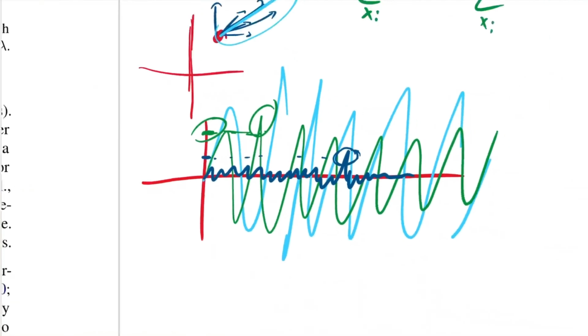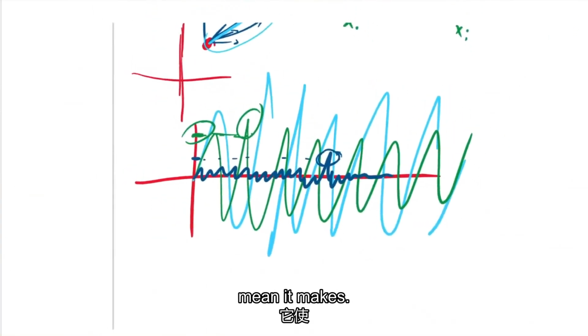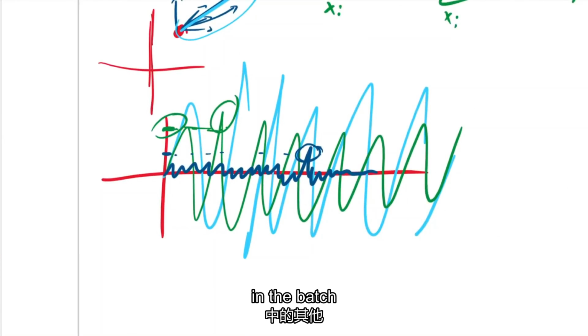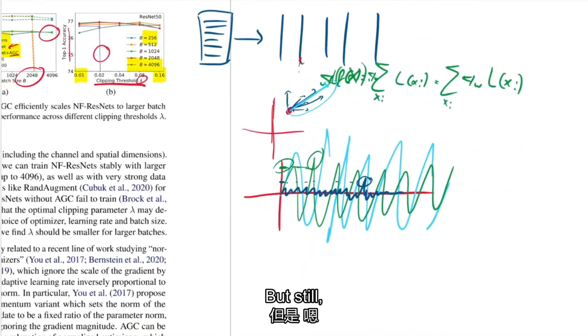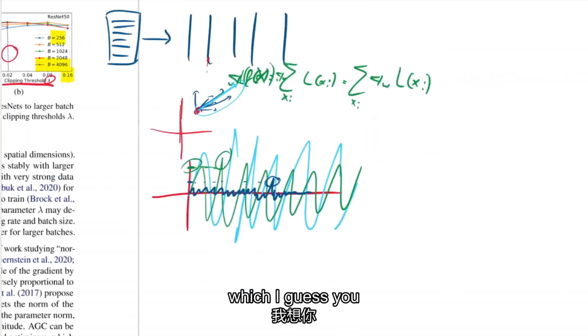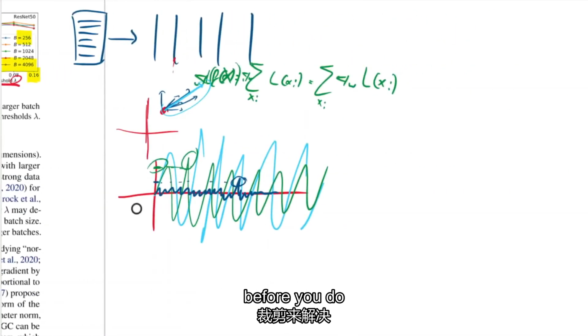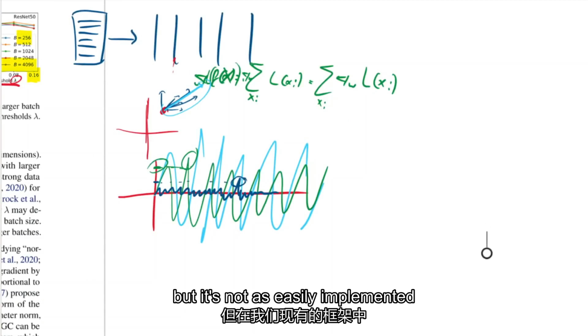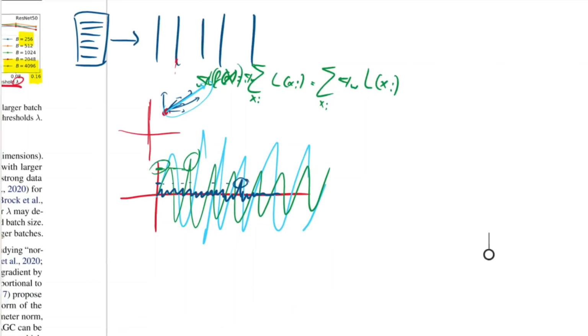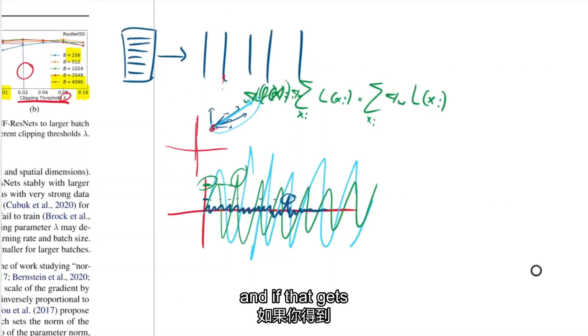Now, so that's what I mean. It makes the training data points implicitly dependent on the others in the batch, as batch norm does. It just doesn't do it explicitly. But still, there is a dependence on the batch, which I guess you could solve by doing the clipping before you do the averaging, but it's not as easily implemented in the frameworks that we have. By the way, if you do, and if that gets you a better network, cite the channel.